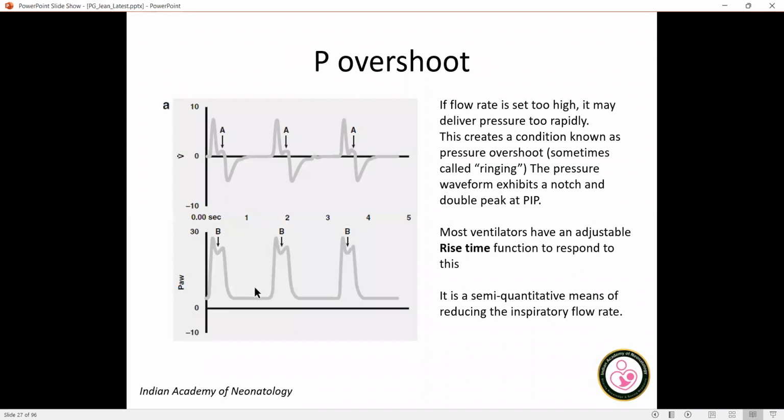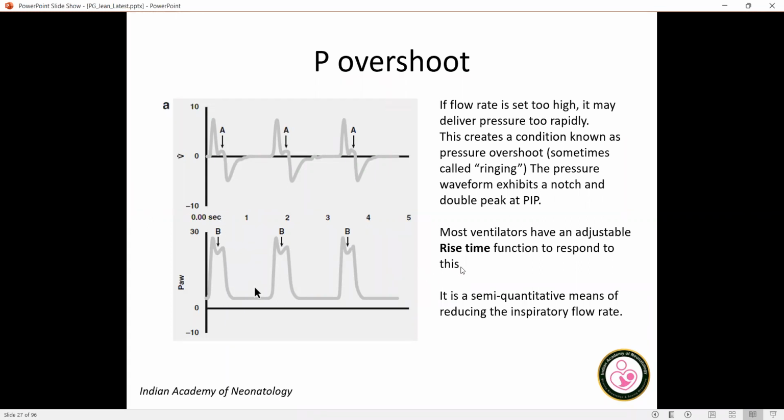Now, another important thing is pressure overshoot, the same as what we have just mentioned. If the flow rate is too high, this is the pressure waveform and this is the flow waveform. In the pressure waveform, we can see that the delivered pressure will be attained very rapidly. That will create a condition known as pressure overshoot or ringing. So we can see a notch or a double peak at the PIP. And in the flow waveform, we can see an inspiratory bump. These two things help us identify that the pressure is overshooting because of a very high set flow rate.